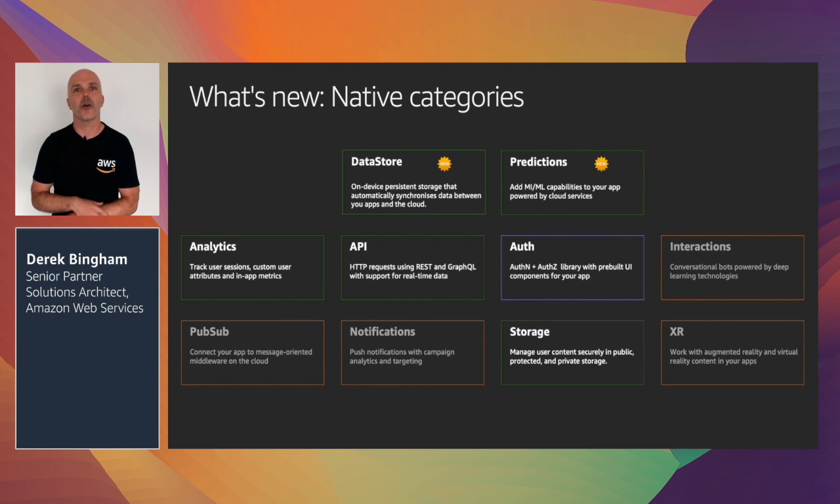Here's a list of the current categories that we support with the new native SDKs. You can see that the newer categories of DataStore and predictions are there, as well as our popular categories of API and storage. And we're working on bringing the rest across to this new programming model.